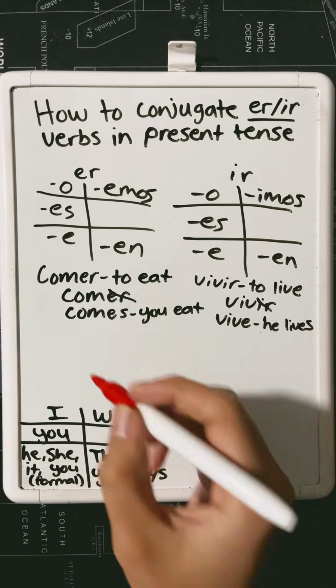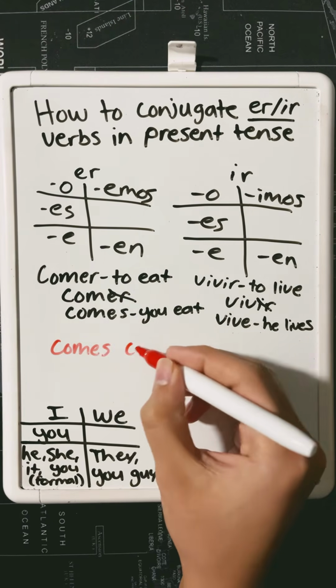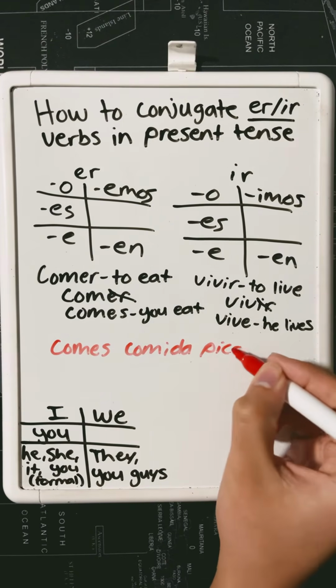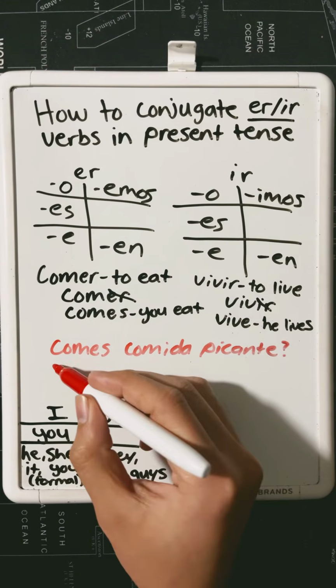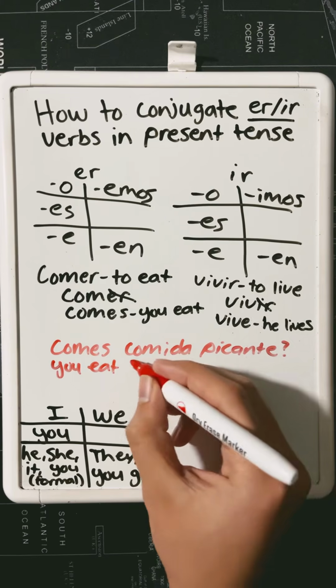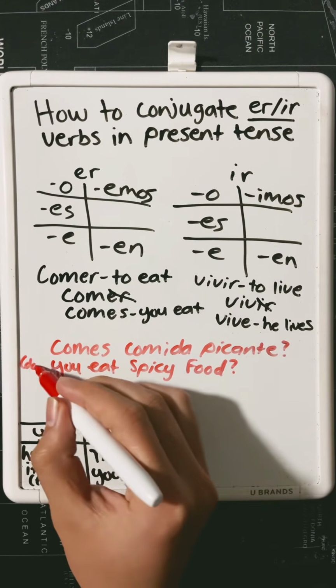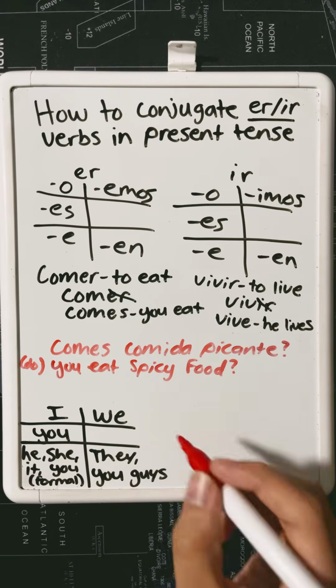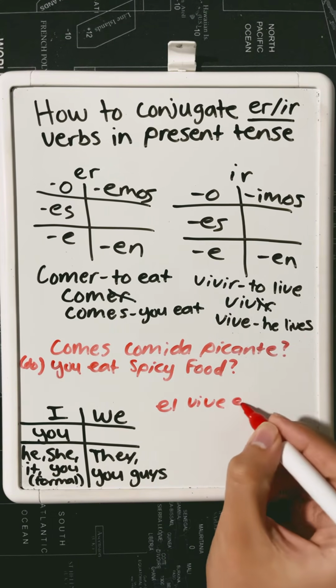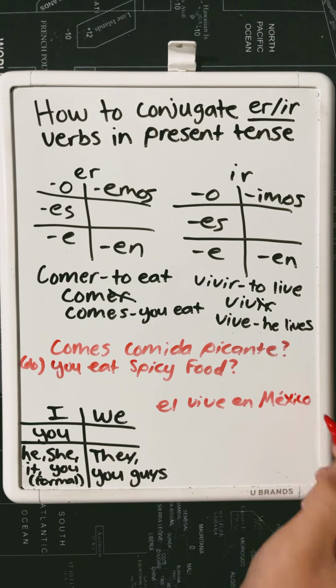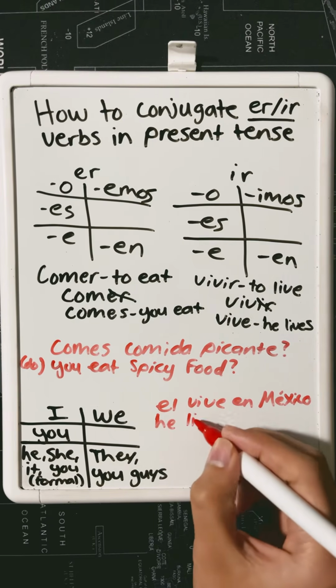So here's how we can use our newly conjugated words in a sentence. I'm going to go ahead and say, comes comida picante, which means you eat spicy food. And since it's phrased as a question, we really mean, do you eat spicy food? Next up, I'll say, él vive en México, which means he lives in Mexico.